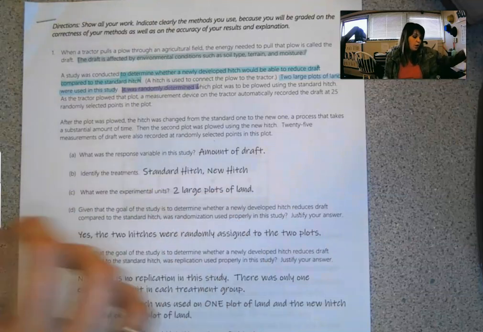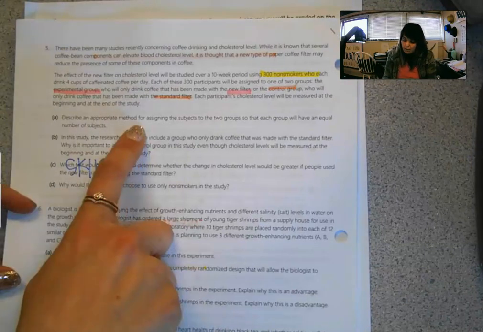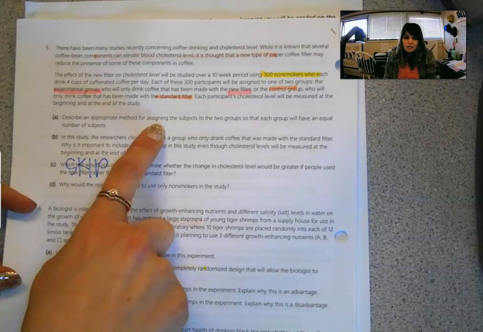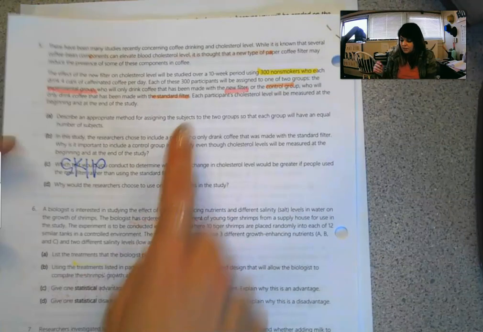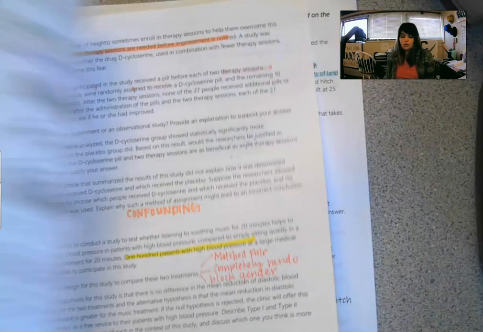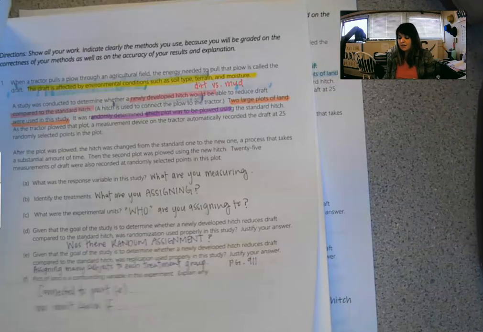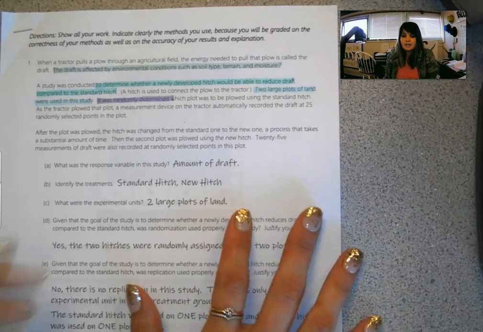There is no way that some of these problems can be answered in the amount of space that I gave you. Like question 5, describe an appropriate method for assigning the subjects. There's no way any of you guys can describe that in this little space. So I can almost say for sure, if you wrote any of your responses on these papers, you didn't write enough. There is no way that I left you enough room to do these on this paper. So I have my answers on a separate sheet and I typed them out.